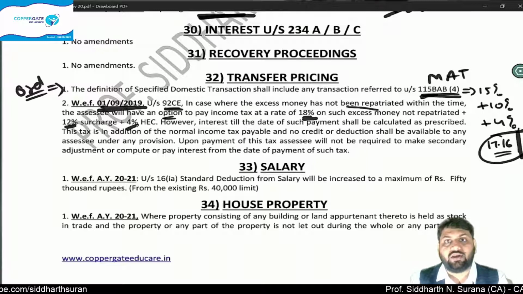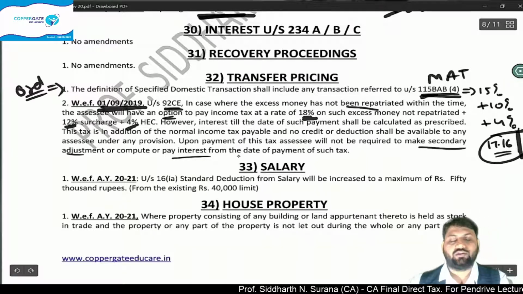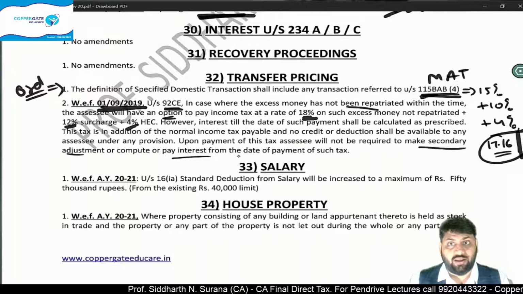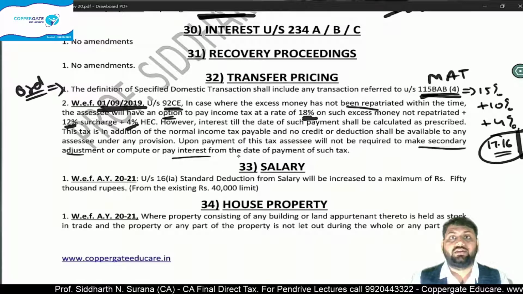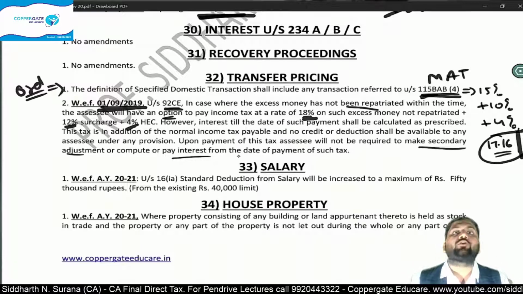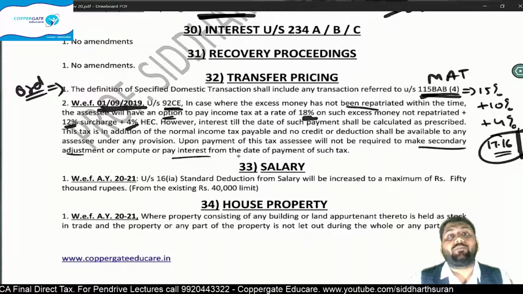18% plus 12% plus 4%, and if you pay this one-time tax, then you are not required to make any secondary adjustment or compute any notional interest. But this will happen from the date of payment of this 18%. So if you do not repatriate the money within the prescribed time limit, then from that date till actual payment of this 18% tax, the notional interest will be added in your income. But once you pay this 18%, and you have got no choice, because you are never going to get this money from your associated enterprise, over and above your normal income tax.